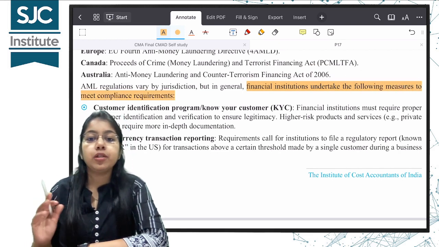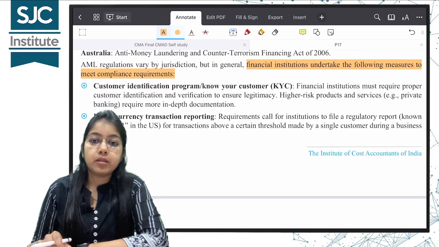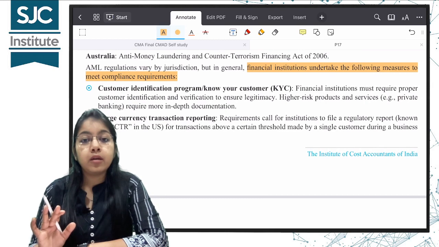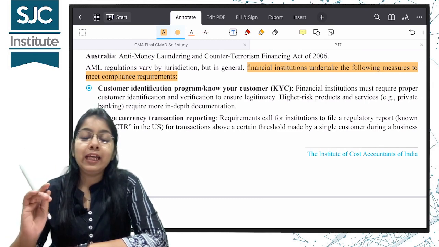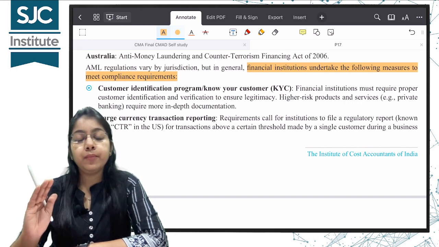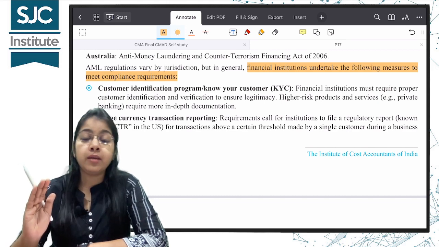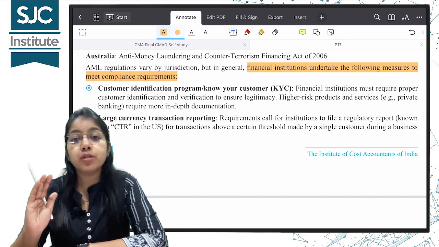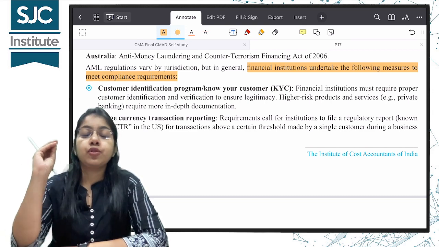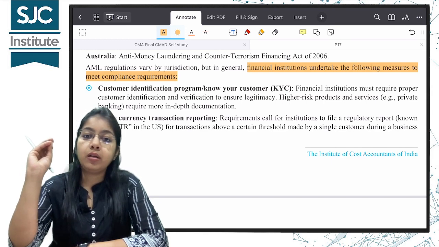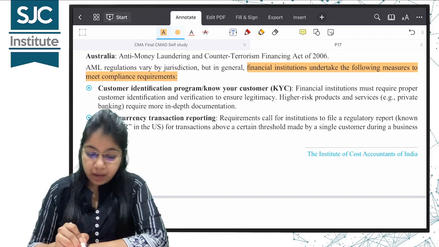In general, the financial institutions have to undertake the following measures to meet the compliance requirement. This will be in the law for sure. Number 1 is KYC, know your customer. Because if your customers are genuine, they are not associated with different types of crimes. If you do a background check, a customer due diligence properly, then no suspicion will arise with regard to criminal activities, right? So the first step is the customer identification program, know your customer.